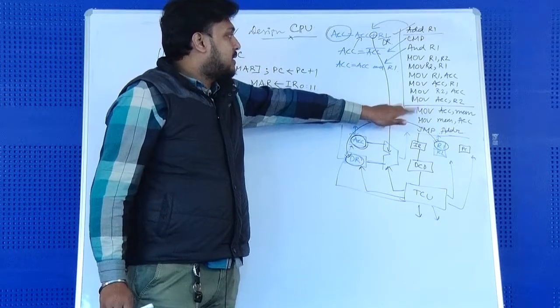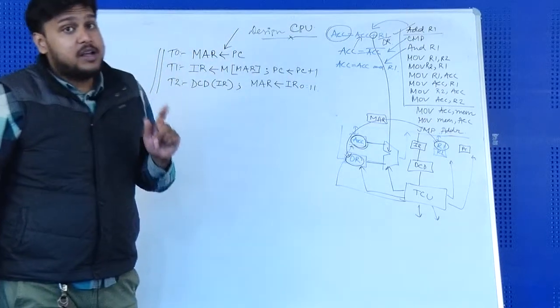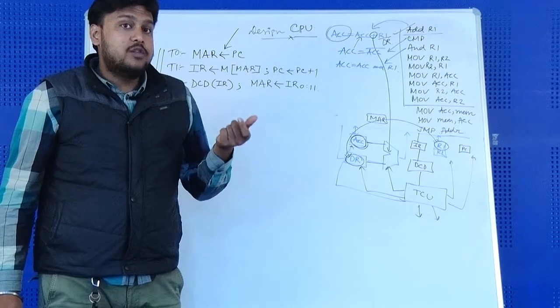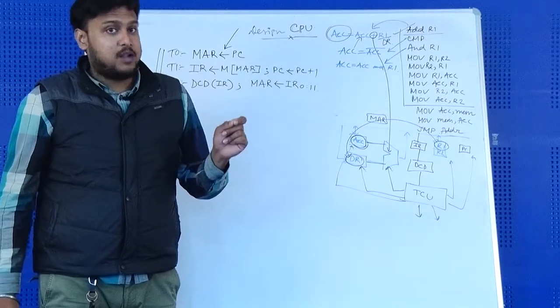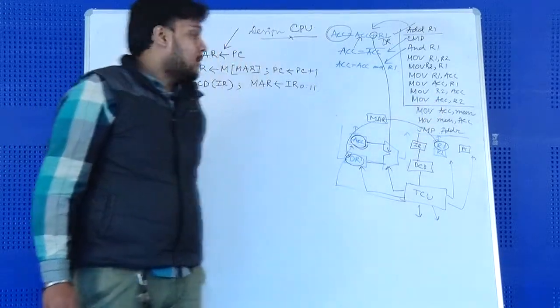Let us take this, that is move accumulator comma memory. That means any particular memory element will be moved into the CPU, that is a memory read operation in particular. Memory read operation, that is move accumulator comma memory.